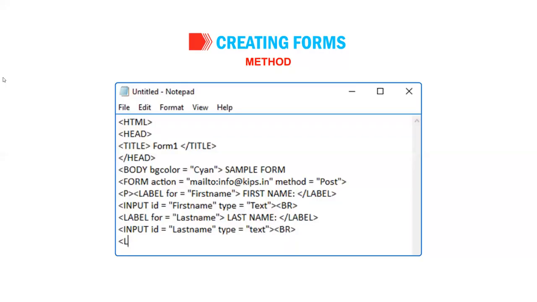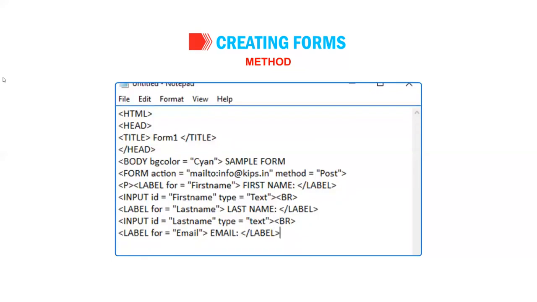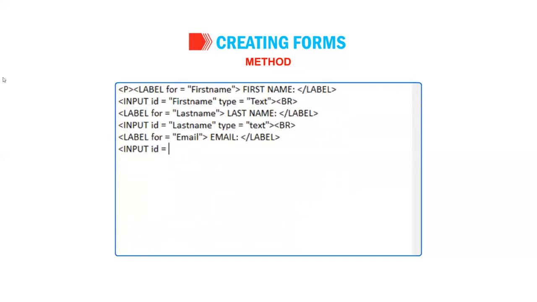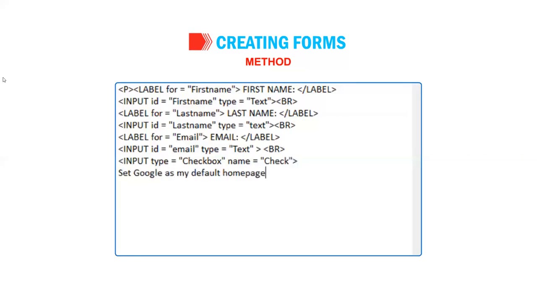BR. Label for equals to "email", Email, /label. Input ID equals to "email", type equals to "text". BR. Input type equals to "checkbox", name equals to "check". Set Google as my default homepage. BR.